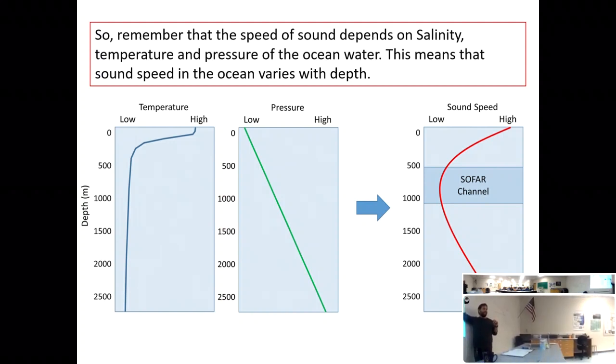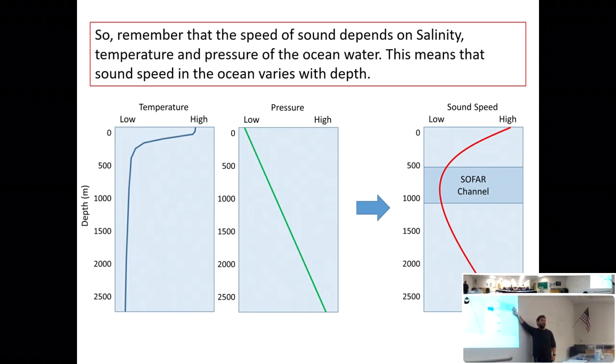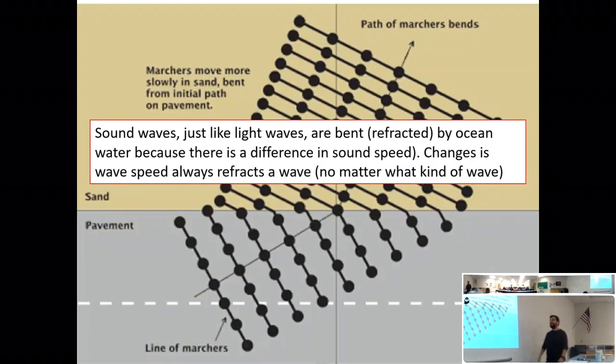SOFAR. I'm not kidding. I'm glad that they did something in a useful abbreviation. And I can't even remember what SOFAR stands for. But it's actually a certain depth in the ocean. You can see 500 to 1,000 meters deep, where sound waves will travel the furthest. And it's because of, well, I'm going to show you in a minute why.